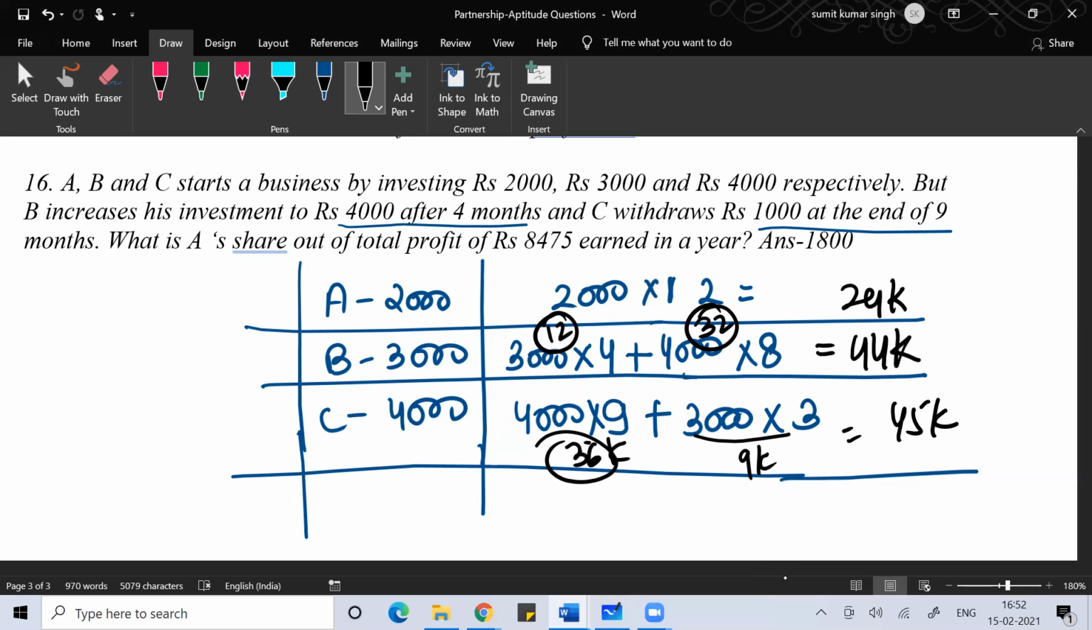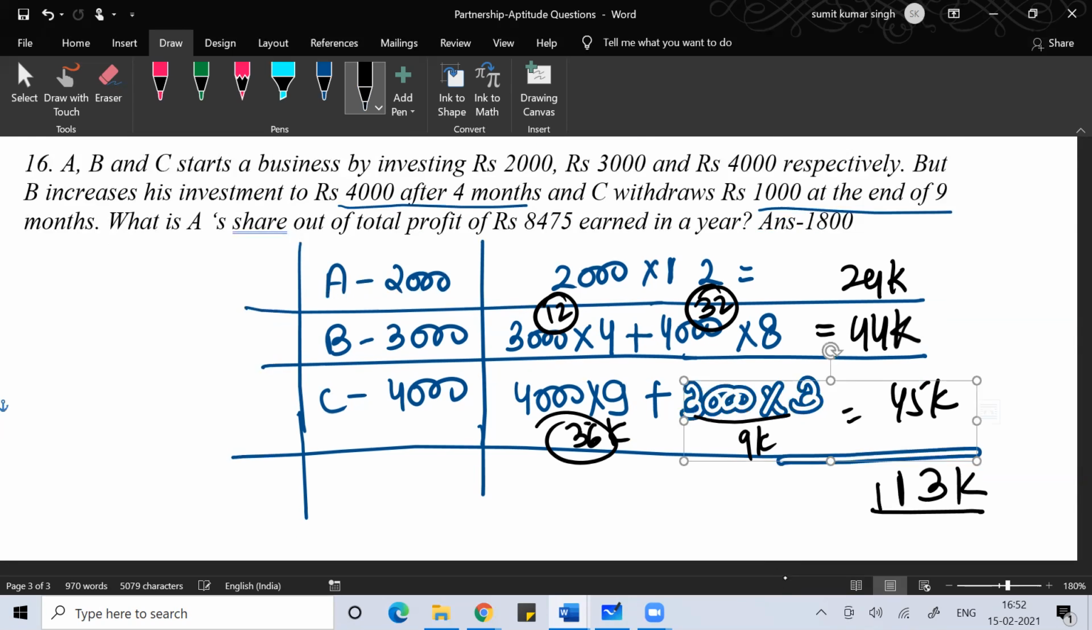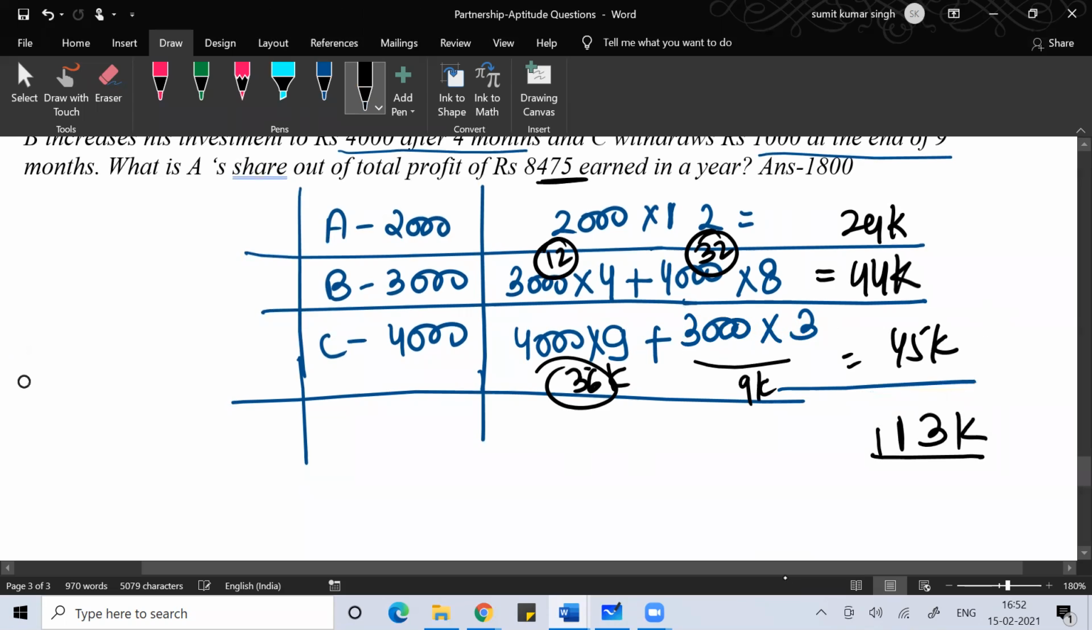84750? So very simple. You can solve this very easily. What is the total sum? Total sum is 113K. So the total profit is 8475.